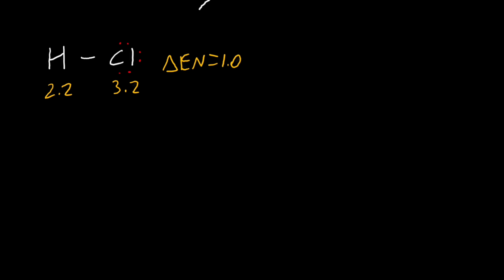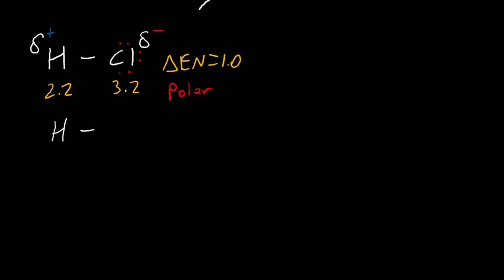Now these dipole-dipole forces can occur for any polar molecule. So say we had maybe hydrogen chloride, HCl. Hydrogen has a 2.2 electronegativity and chlorine has a 3.2 electronegativity. The difference is only 1. So this is a polar molecule, and so this chlorine will have a slightly negative charge and this hydrogen end will have a slightly positive charge.